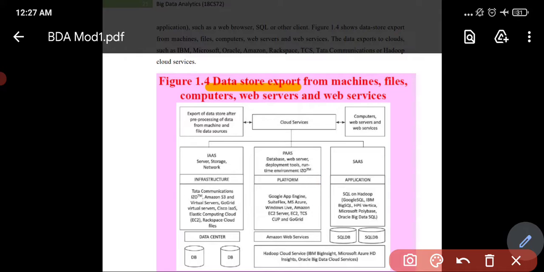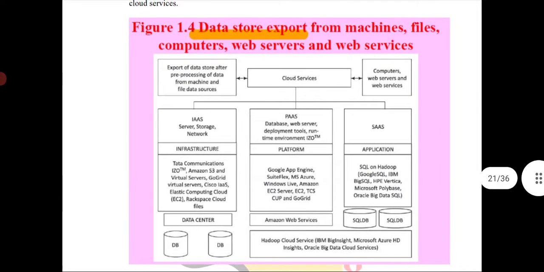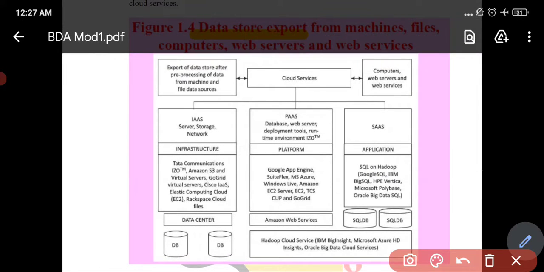So in the machine data export, first you have a cloud service. With the help of cloud service you can easily access or export the data to the store and pre-processing. So from the web server or the web browser, with the help of cloud service you can export the data store. So how can we do that with the help of cloud service?